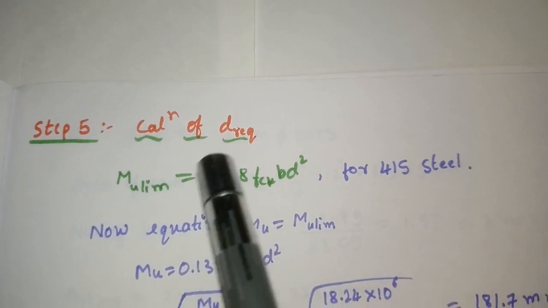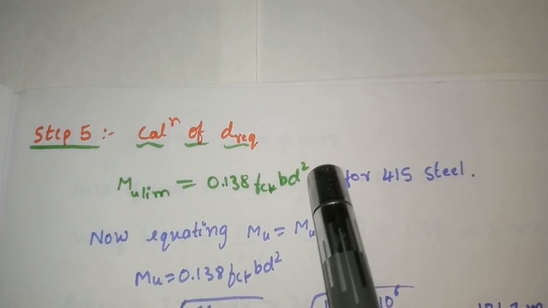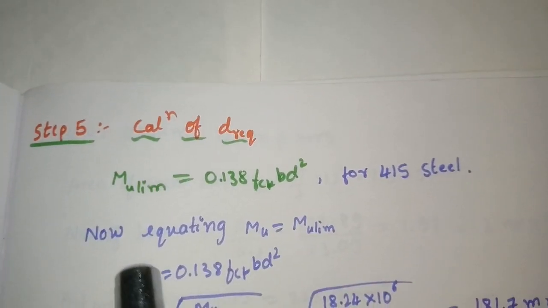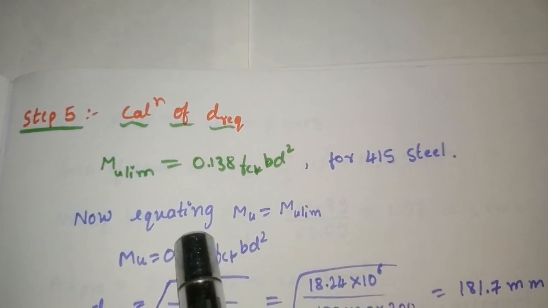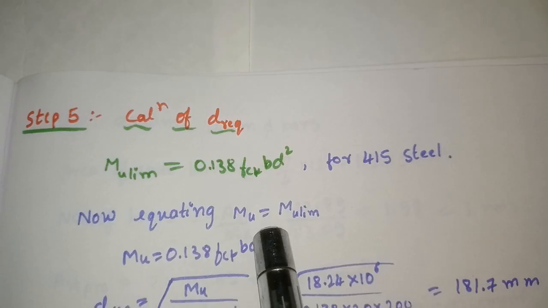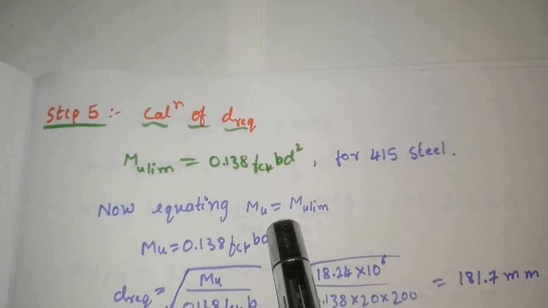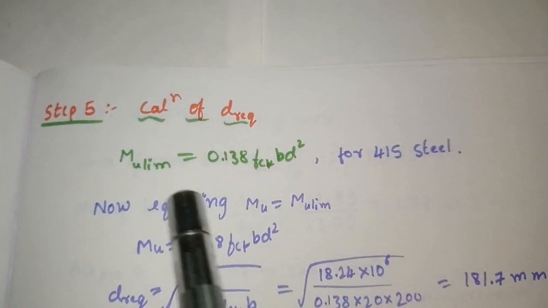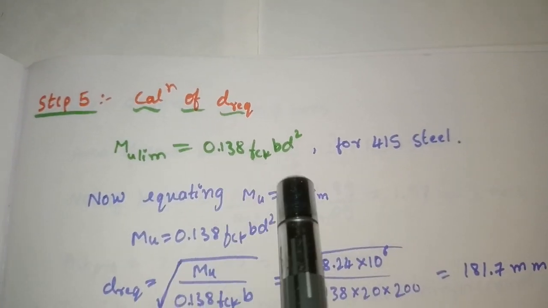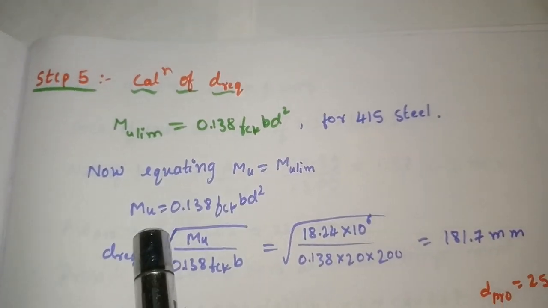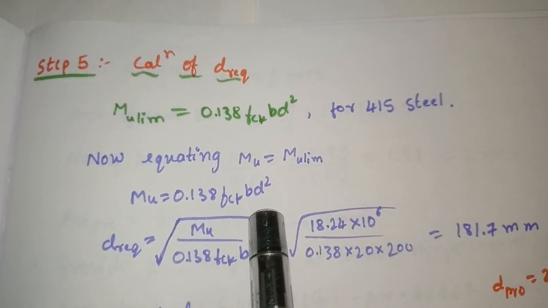We have the Mu limit formula, 0.138 FCK into BD square. Now we have to equate our Mu which we have used for the calculation of bending moment, that is WL square divided by 8, by taking the Mu limit formula. We need to equate these two. So our Mu is equal to 0.138 FCK BD square. So we need to calculate the D required.